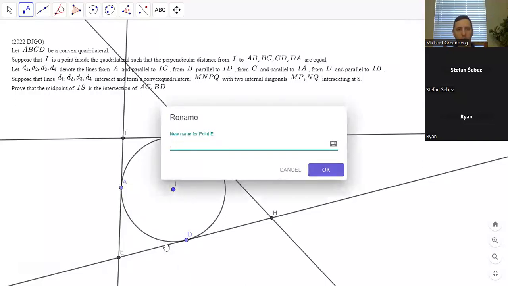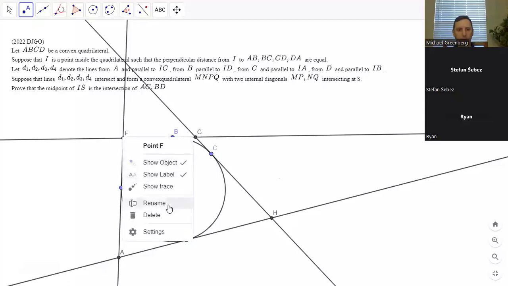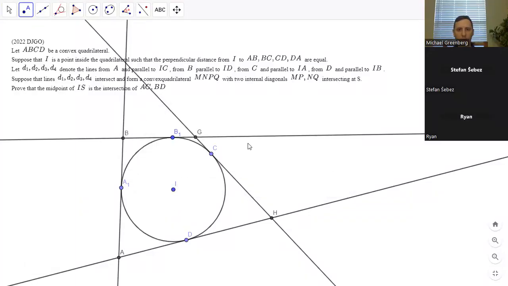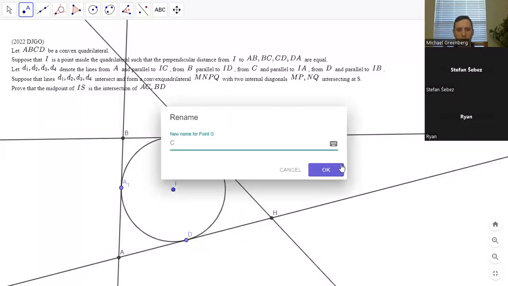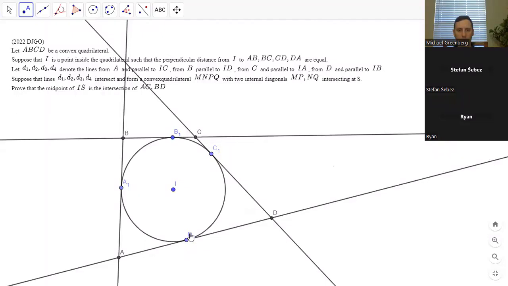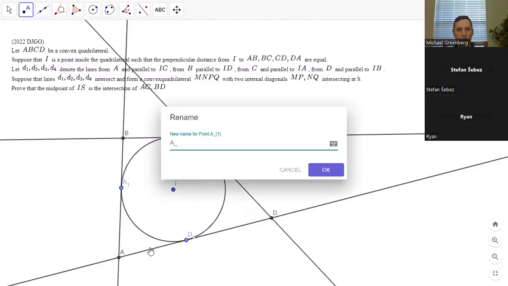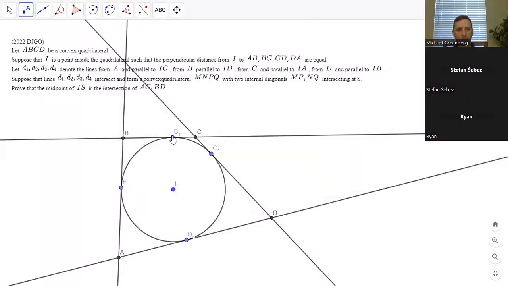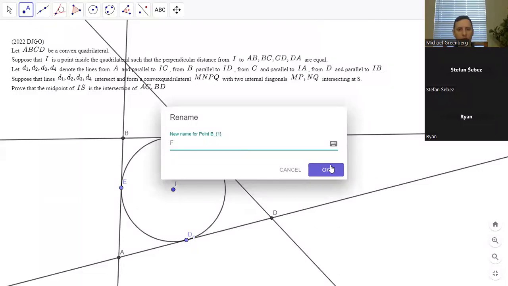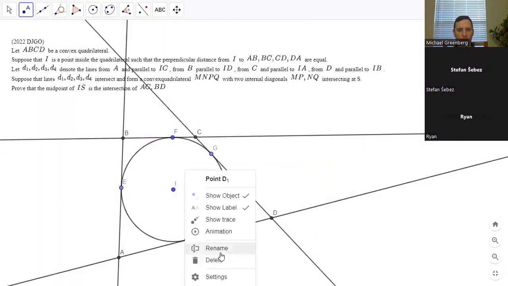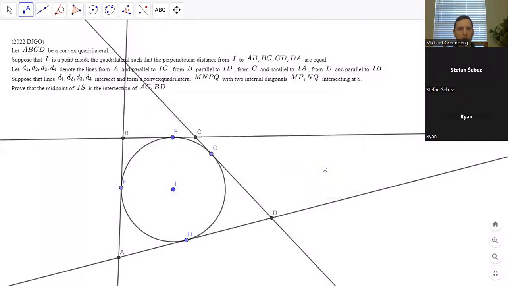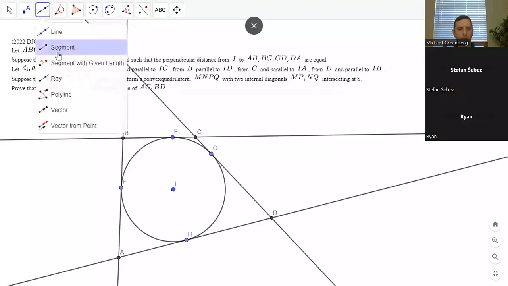So this will be A, B, C, and D. And we can call those E, F, G, and H. All right, so those 4 are the lines from A parallel to IC, B to IB, and so on.